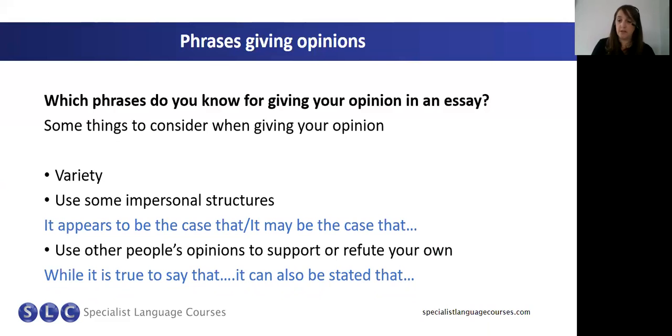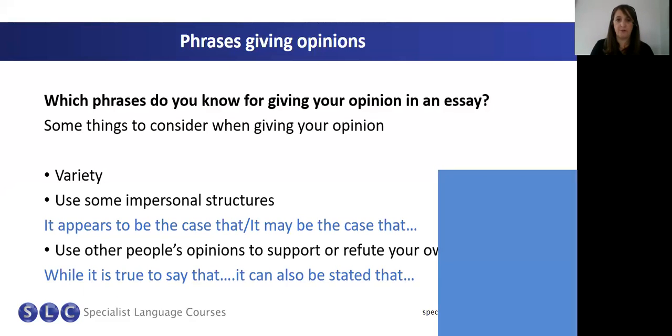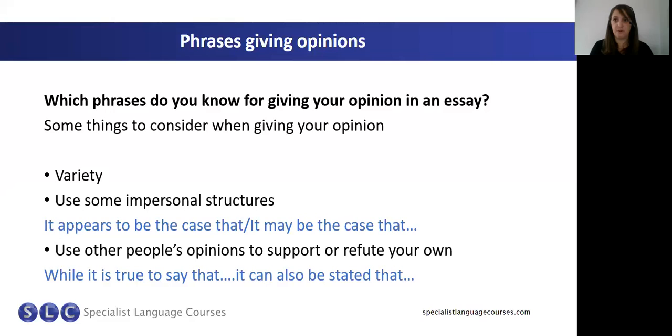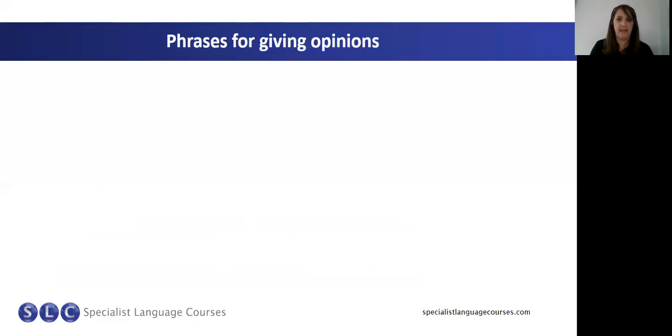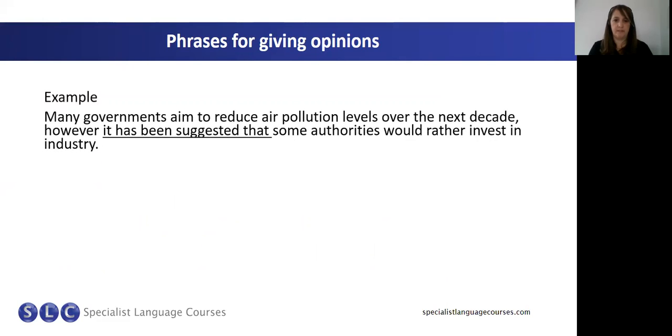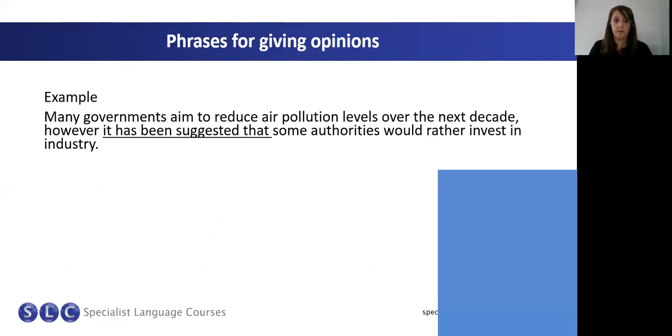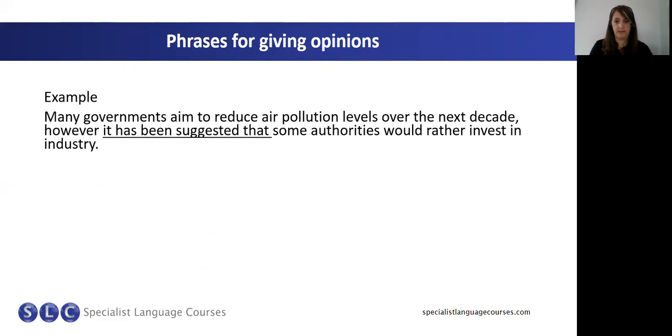Okay, let's have a look at an example of how to use impersonal phrases to express your opinions in an essay. So we have an example here. Many governments aim to reduce air pollution levels over the next decade. However, it has been suggested that some authorities would rather invest in industry. So rather than using a phrase such as my opinion or I think, we have an impersonal structure which uses present perfect passive in order to express your opinion.